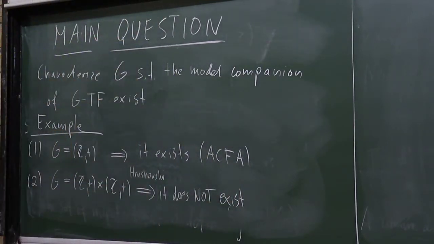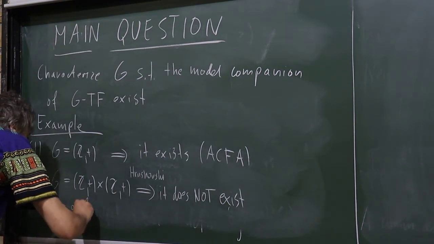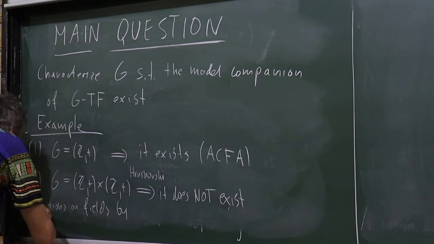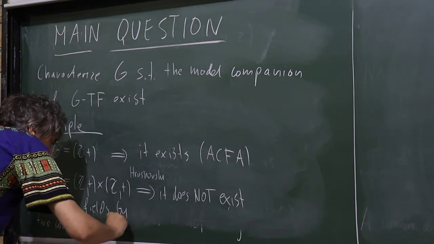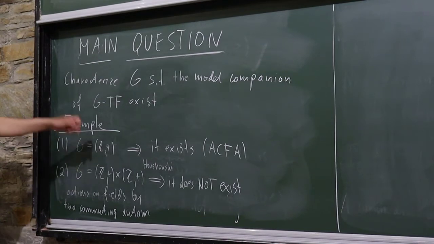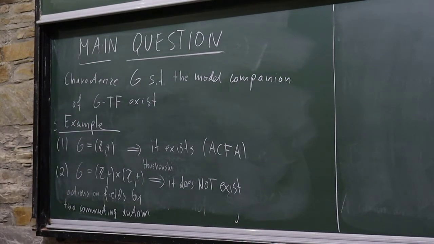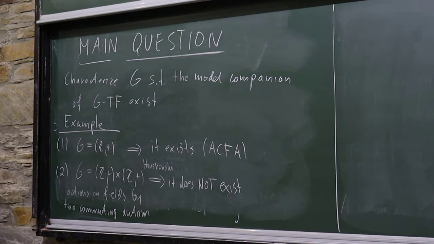Okay, so what are the actions of Z times Z? This corresponds to actions on fields by two commuting automorphisms. So you already see that the groups are a bit different, but not that different, and the answer is totally different. If you don't add the commutativity assumption, it still exists. If you consider three groups, it exists. But here it doesn't. There could be some other reasons, but in general, when you just get a group, it's really hard to say what the answer can be.